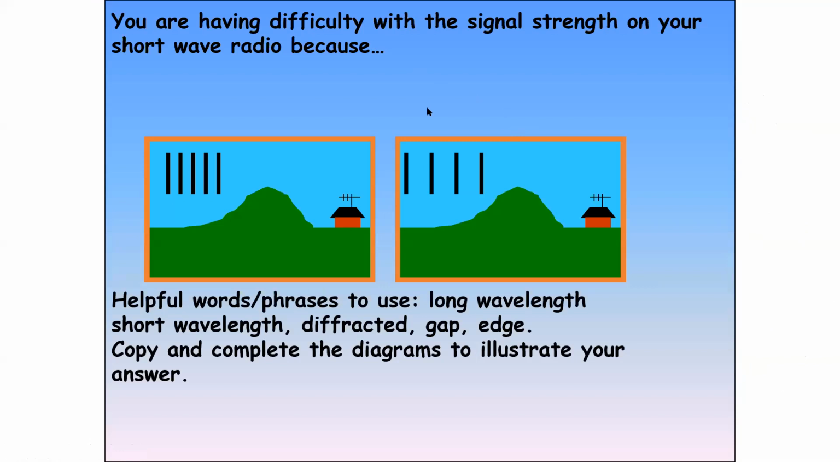For example, you are having difficulty with the signal strength on your shortwave radio. What is the reason for that? Which one will diffract more? The longer will diffract more, so you will be able to receive the signals. Shorter will diffract, but only a small amount of diffraction will be there. So you are less likely to receive it, or if we receive a signal, only a small amount will be received.